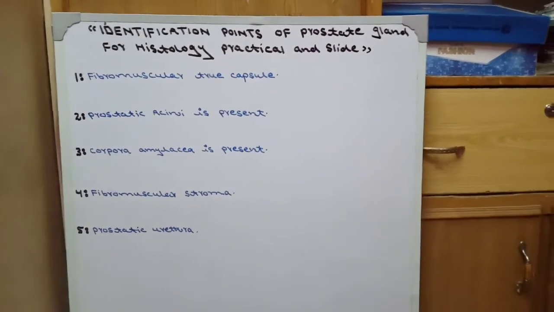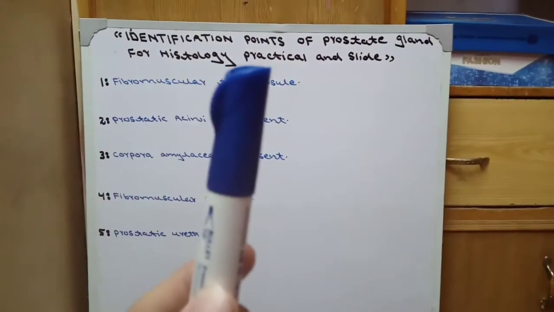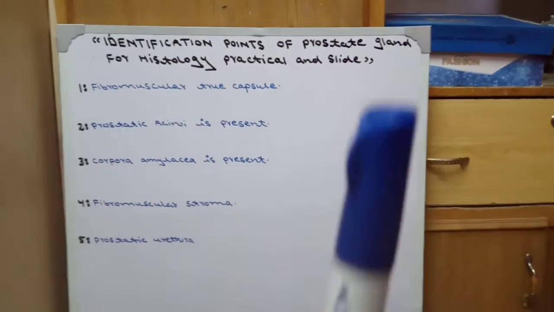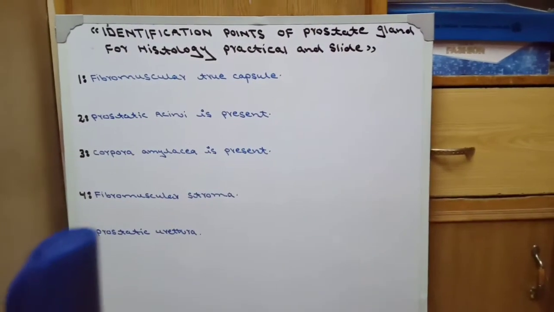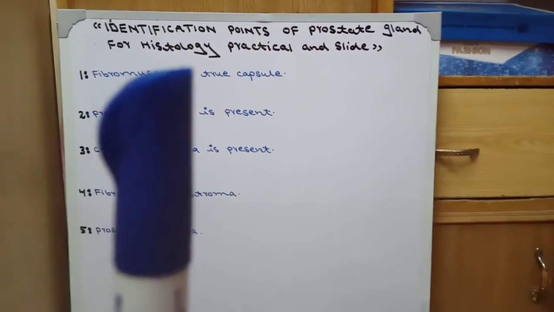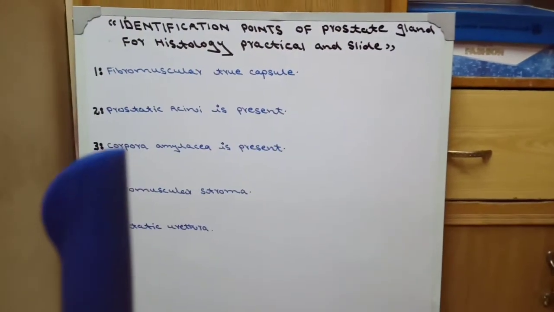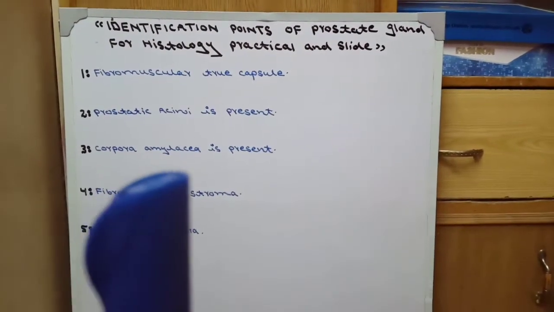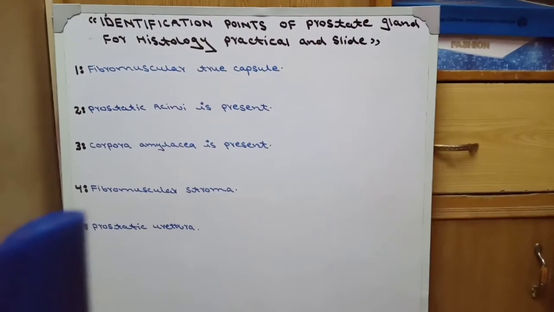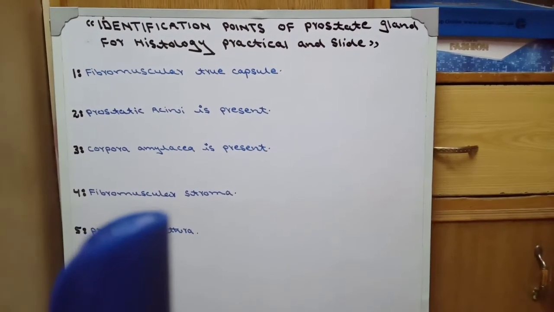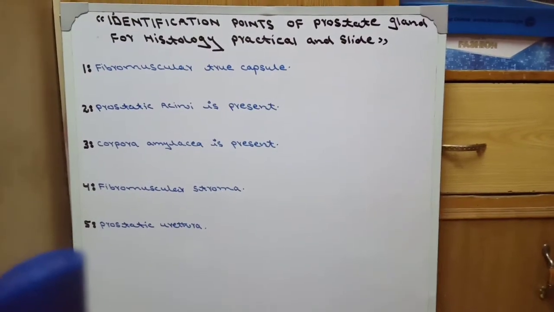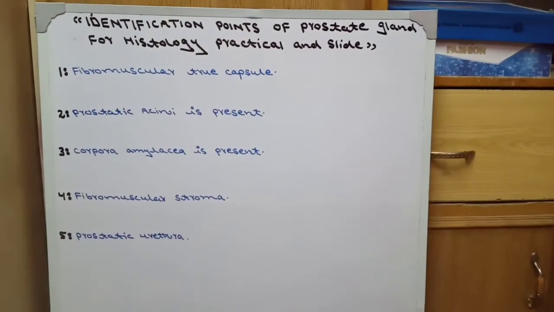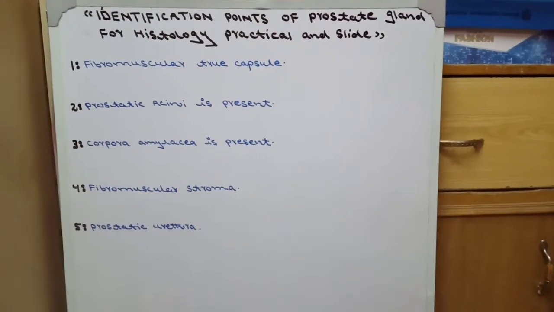Today our topic is related to histology, identification points of prostate gland for histology, practical and slide. There are 5 identification points of prostate gland. Number 1, fibromuscular true capsule. Number 2, prostatic acini is present. Number 3, corpora amylacea present. Number 4, fibromuscular stroma. And number 5, prostatic urethra. These are the 5 identification points of prostate gland for histology, practical and slide.